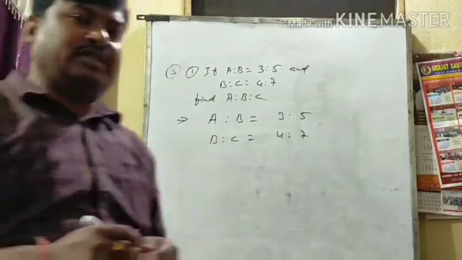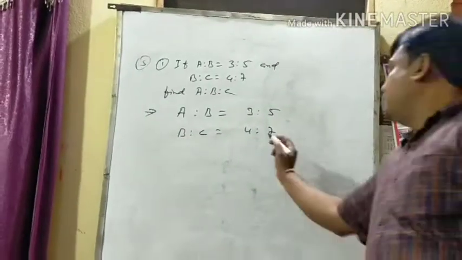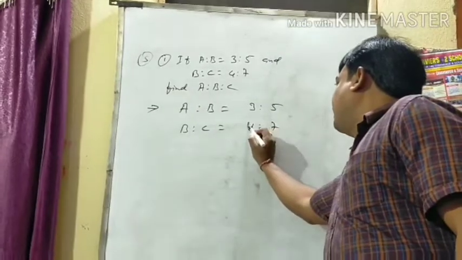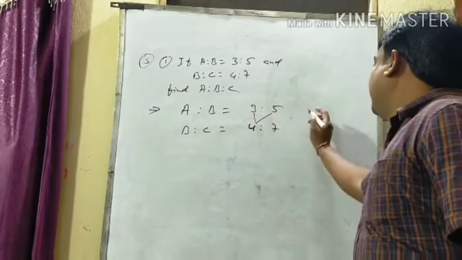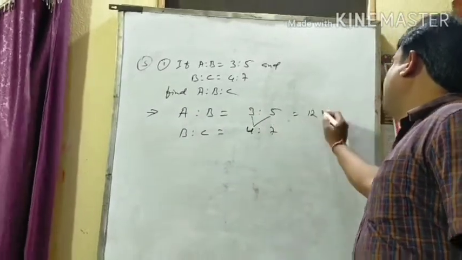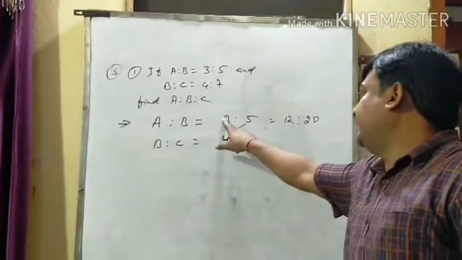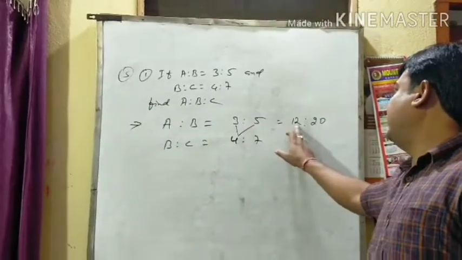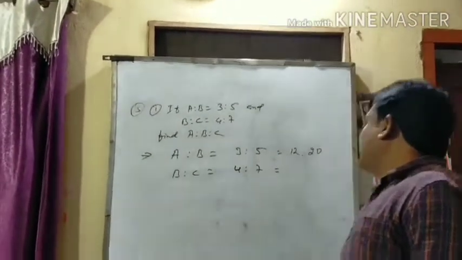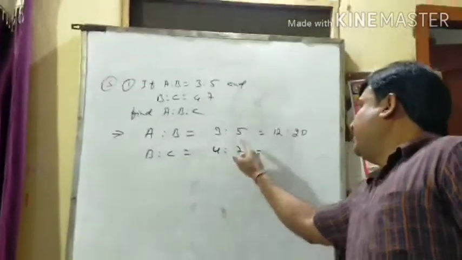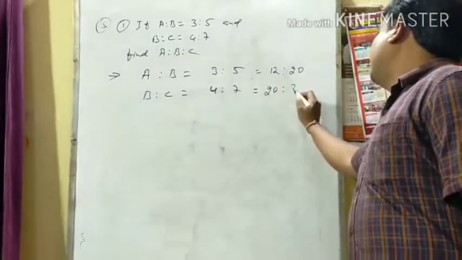Okay, A is to B equals 3 is to 5 and B is to C equals 4 is to 7. Students, see, multiply 4 into 3 and 5. So 4 3s are 12 and 4 5s are 20. This is 12 is to 20. Again, for this we will multiply both quantities by 5. 5 4s are 20 and 5 7s are 35.